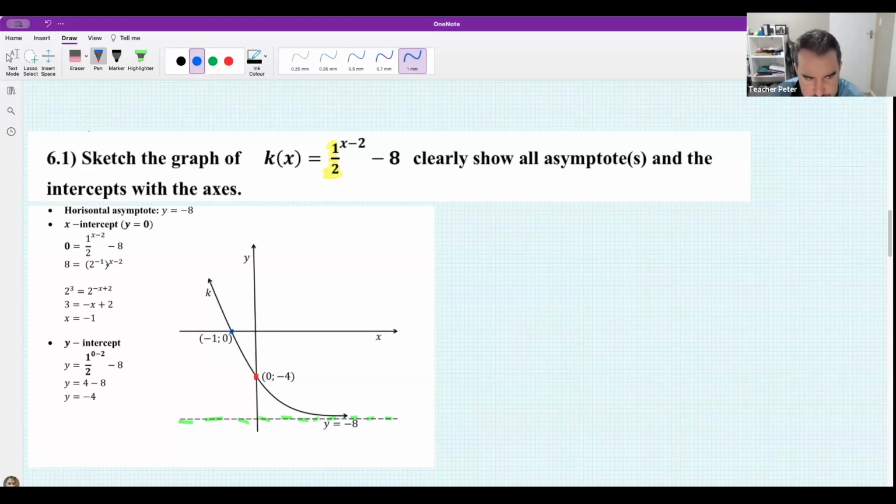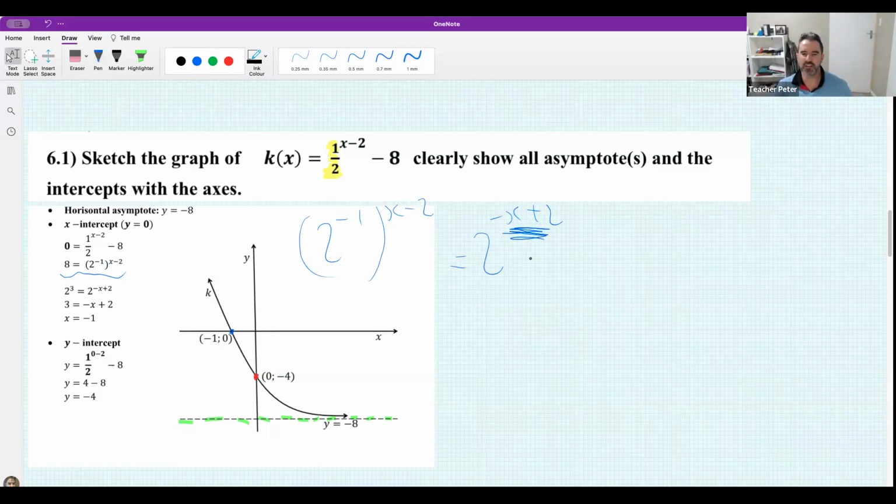What was a bit tricky was figuring out the x-intercept, where I had to change that to 2 to the 3 and change the half to 2 to the minus 1. And what a lot of students would have got wrong, I can guarantee they would have got this wrong, is they wouldn't have multiplied the minus 1 to both of these. So to get the minus x plus 2, a lot of students would have gone wrong there.